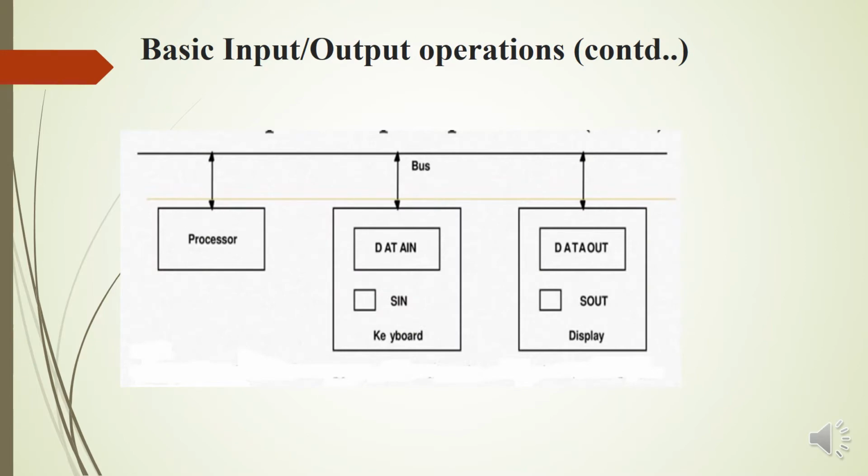Now, consider a diagram where we can see the processor is connected to the system bus. Along with the processor, there are two I/O devices. One is keyboard and another is a display. Keyboard module consists of a flag bit which is called as SIN, status in, which is 1 bit wide. Along with that, there is a buffer register which is called as data in buffer register. In a display module, we have SOUT flag bit, or a status out flag bit, which is 1 bit wide, and there is a data out buffer register.